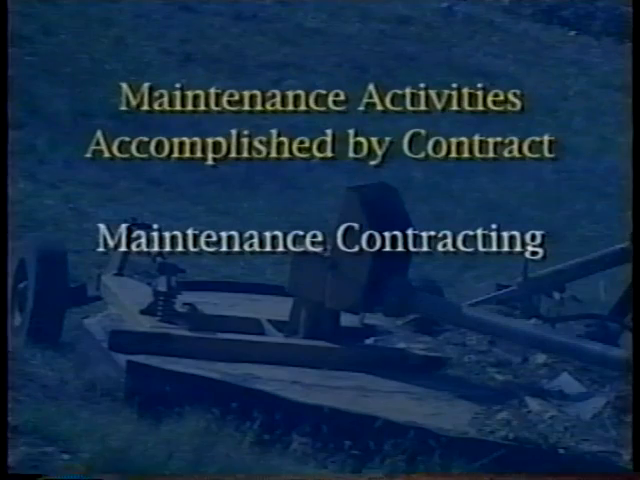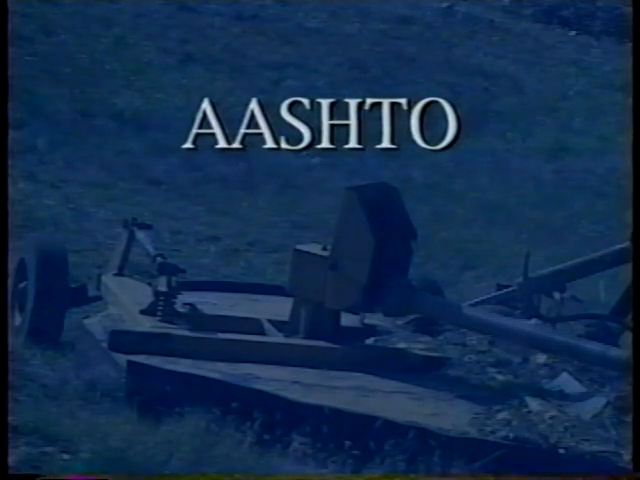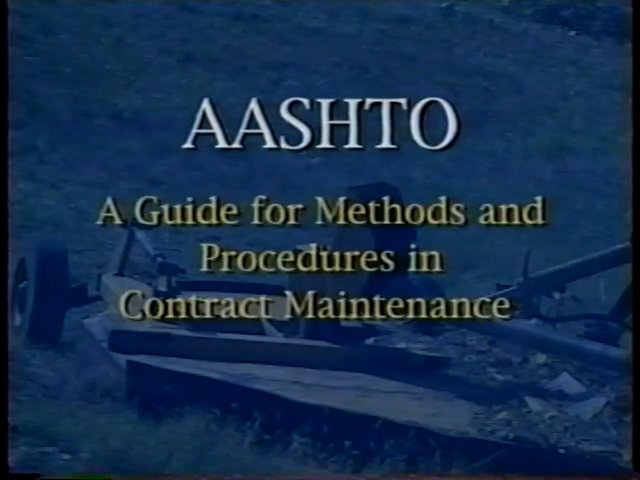There are three excellent reports on activity contracting: Maintenance Activities Accomplished by Contract, NCHRP Synthesis number 125, and Maintenance Contracting, NCHRP Report number 344, were prepared by the U.S. Transportation Research Board. The third report, by the American Association of State Highway and Transportation Officials, AASHTO, is called A Guide for Methods and Procedures in Contract Maintenance.